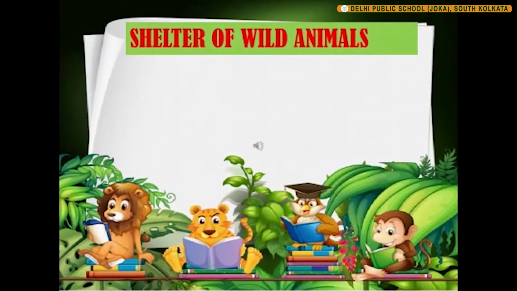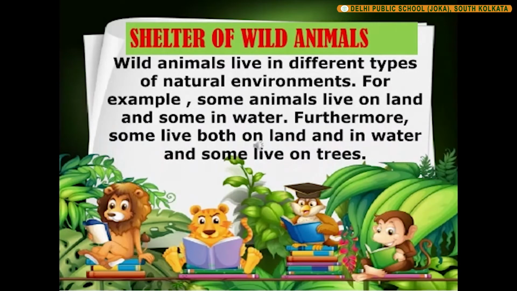So, children, we have already seen a few examples of wild animals. Now, let us discuss shelter of wild animals, which means where do these wild animals live? Wild animals live in different types of natural environments. For example, some animals live on land and some live in water. Furthermore, some live both on land and in water, and some others live on trees.